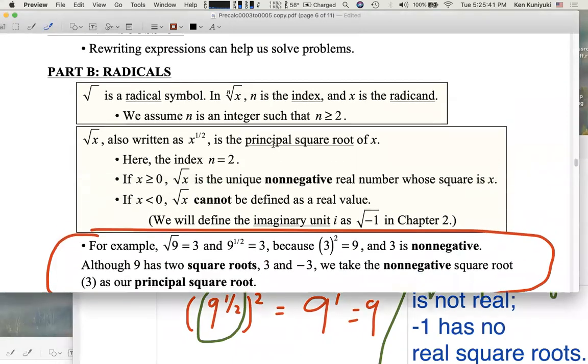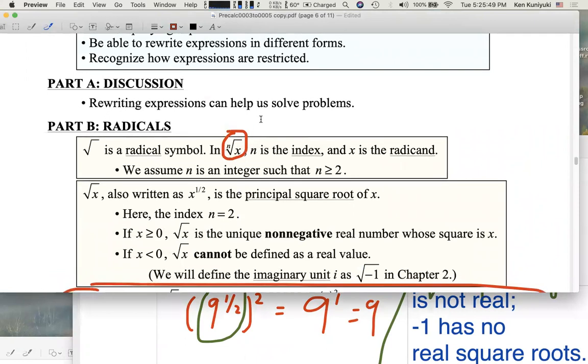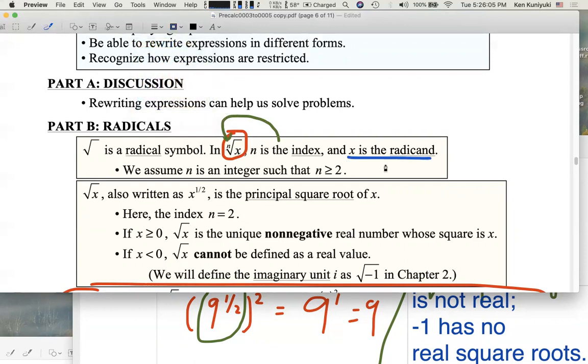Okay, going back to the notes here. This here is called a radical symbol. And this in general is a radical expression. Now, the n here is the index. N is the index. X, which is the insides of that radical, is the radicand. That's what you're taking the root of. So this is the nth root of x. It's the nth principal root of x. N is the index, x is the radicand.